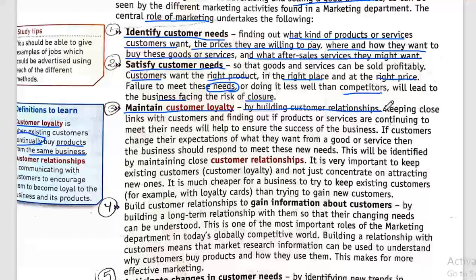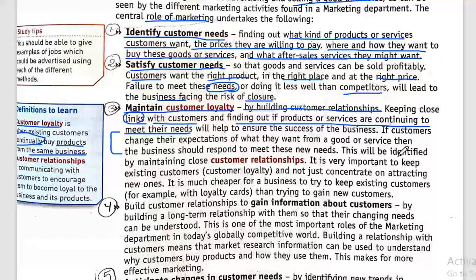So what is meant by customer relationship? It's like having this kind of link with the customer and finding out if the products and services are continuing to meet their needs, which will help to ensure the success of the business. Because we said if I didn't meet the needs of the customers, it's going to lead to closure or to failure. So, if customers change their expectation of what they want from a good or service, then the business should respond to meet these new needs. I should be updated with all the changes in the needs and wants, and be able to provide them with the products and services that are going to satisfy the needs, even if their needs changed.